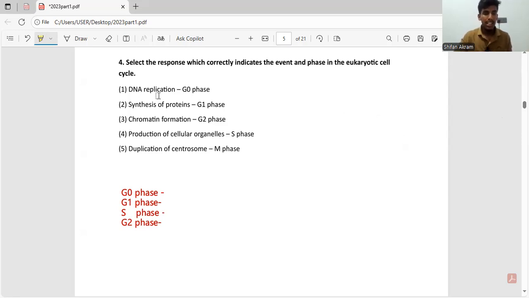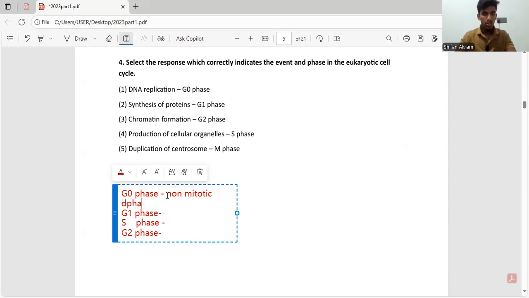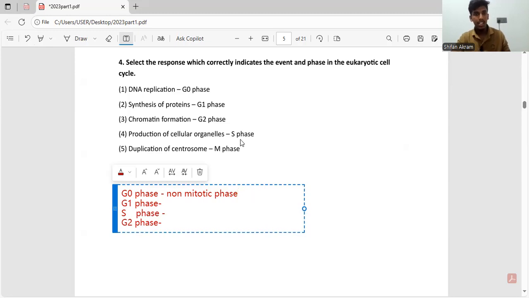Now they are saying DNA replication occurs in the G0 phase. Now G0 phase is the non-mitotic phase. So in the non-mitotic phase, cell division doesn't occur. So the cell doesn't undergo G1 phase, G2 phase, any other phases, because it is in the non-mitotic phase. So this is called the non-mitotic phase. Cell doesn't undergo cell division here. So this first statement is wrong. They say DNA replication occurs, so DNA replication doesn't take place.